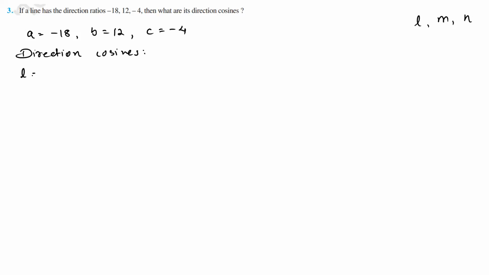The direction cosines are L equal to plus or minus A upon the root of A square plus B square plus C square. For M, it is plus or minus B by the same denominator, and for N, plus or minus C by the same denominator. The denominators are the same.